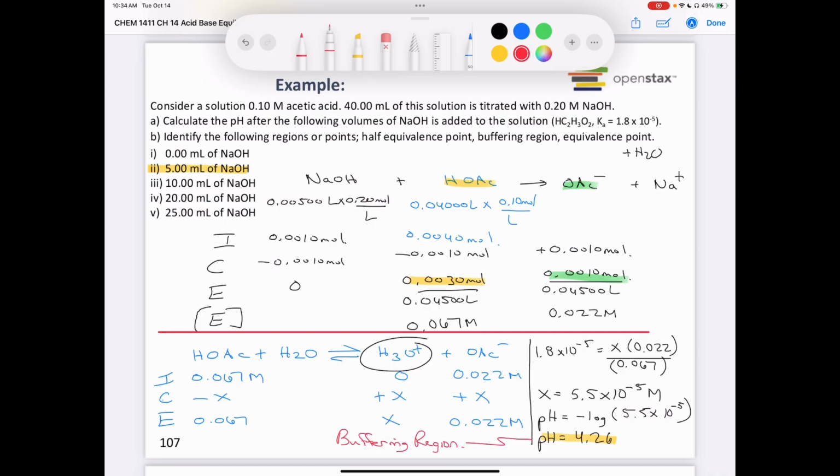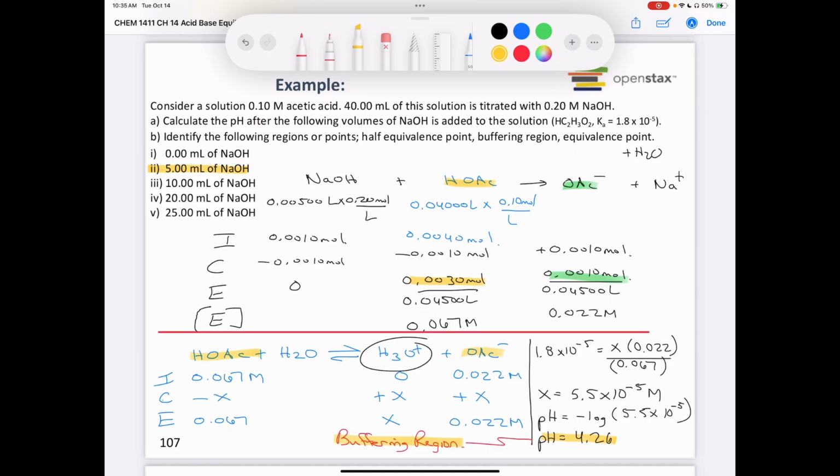We are in the buffering region right now. How do we know that? Because we have a solution at the end that contains a weak acid and its conjugate base. So of course we're in the buffer region. And you can check me on this if you want to, but you could solve for this pH using the Henderson-Hasselbalch equation, and you're going to get the exact same answer. Why? Because we are in the buffering region.